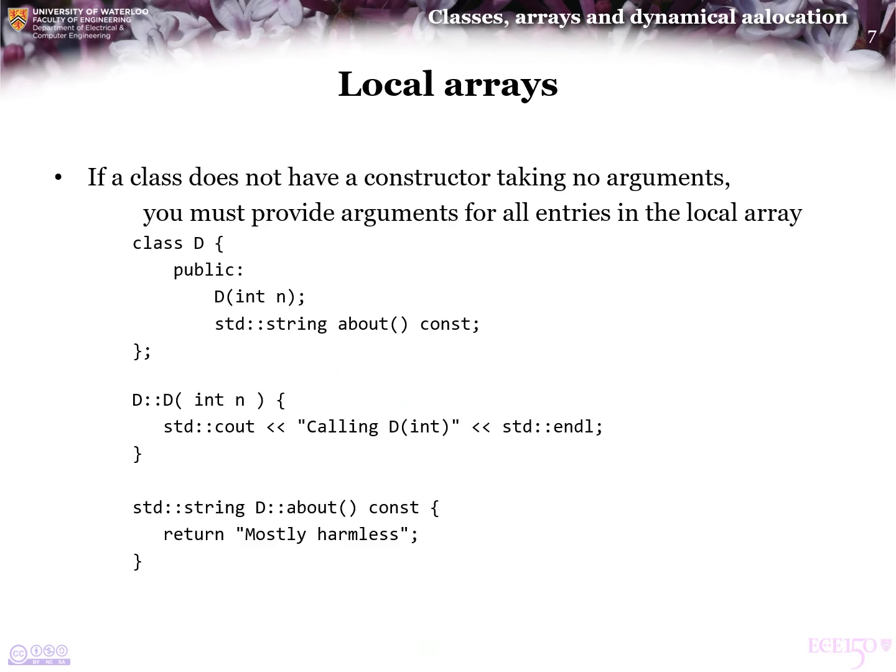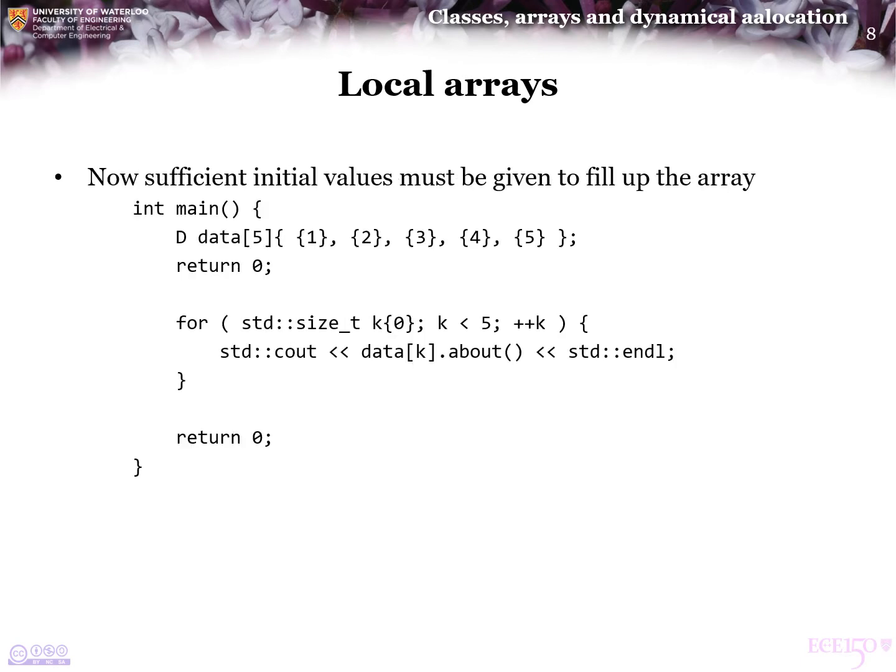Now, if the class does not have a constructor that takes no arguments, you must actually provide all arguments for all entries of the array. So here we have a class D that has a single constructor, and the one parameter does not have a default value. Here we have an array of capacity 5, and because there is no constructor that takes 0 arguments, we must provide 5 initial values.